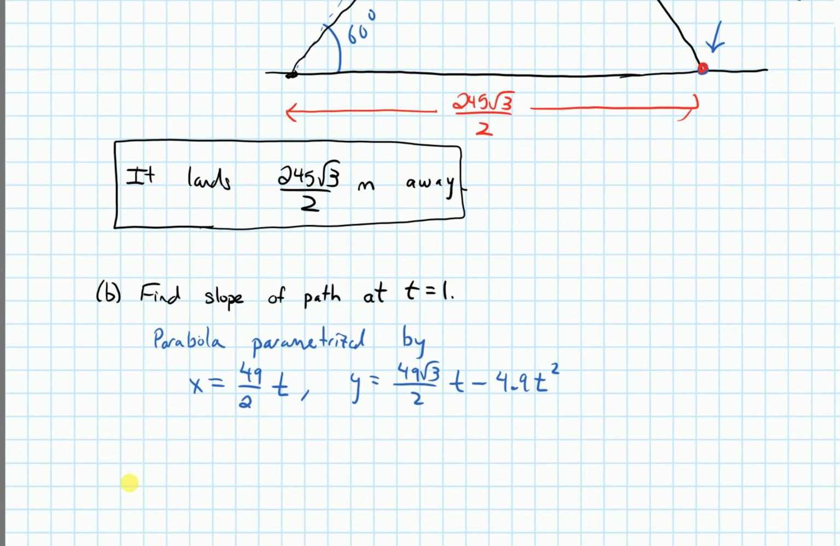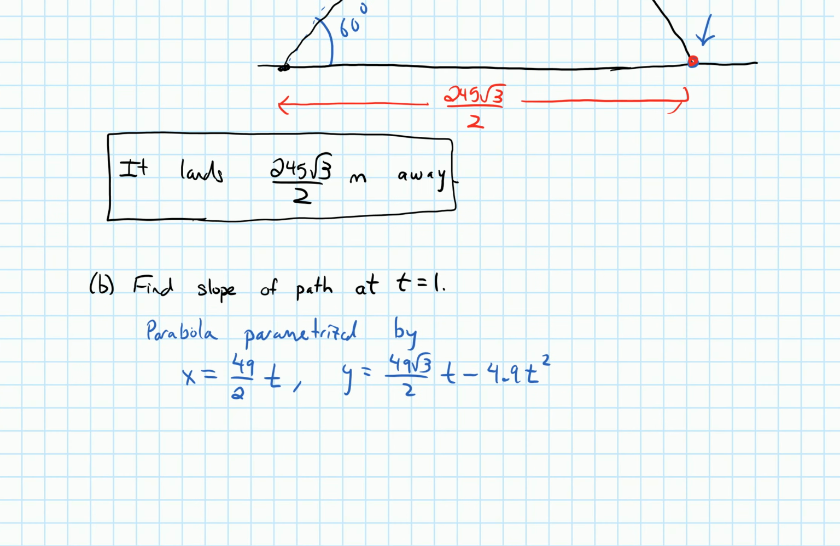Okay, so now that we have it parameterized, we can use our formula for the derivative. So we'll recall that dy/dx is equal to dy/dt over dx/dt. And when we take those derivatives, dy/dt will end up being 49 root 3 over 2, and then minus, bring that 2 down, we'll get minus 9.8 t. On the denominator, the derivative of x is just 49 over 2.